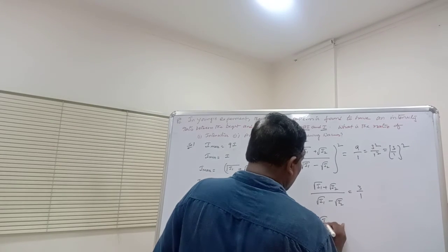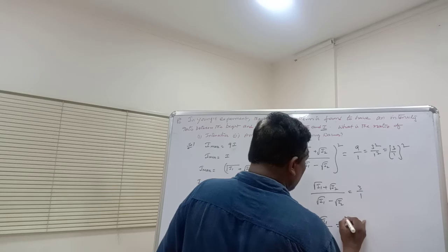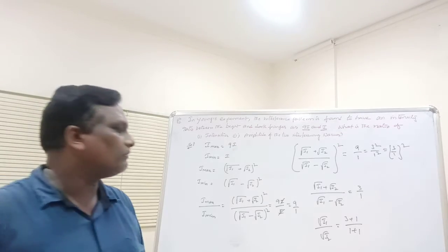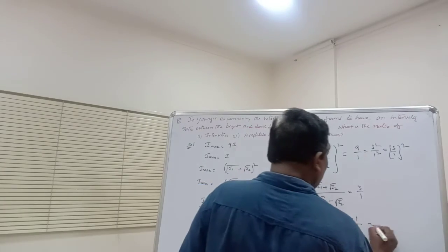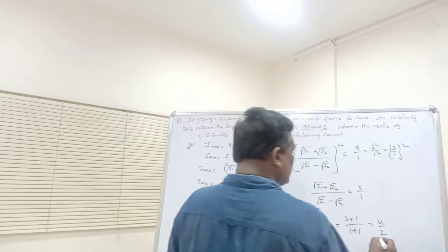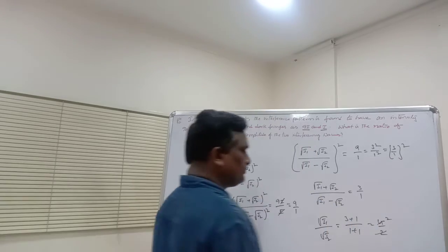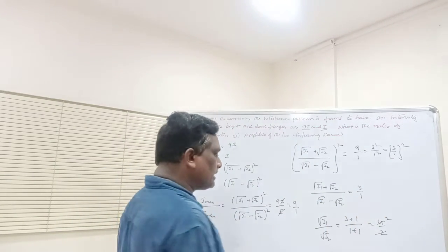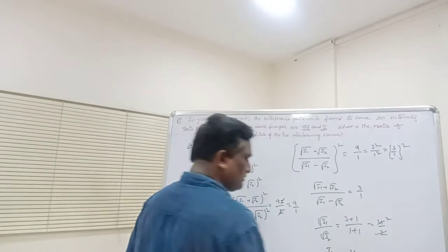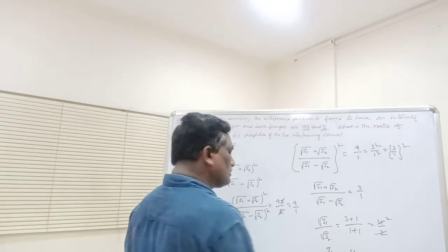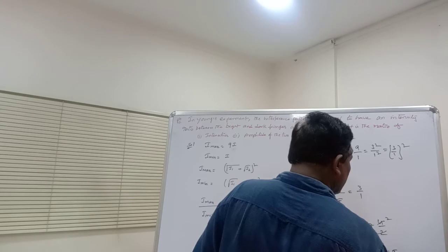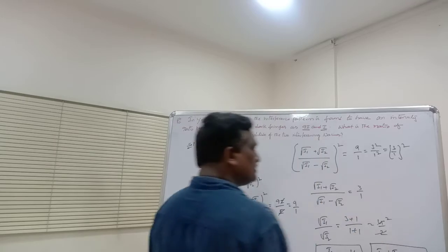That is root I1 divided by root I2 equal to 3 plus 1 divided by 1 plus 1, that is equal to 4 by 2. Is it correct? If we cancel these two, it is 2. So I1 by I2 whole square you can take, that is 4 by 1. So I1 is to I2 is equal to 4 is to 1.